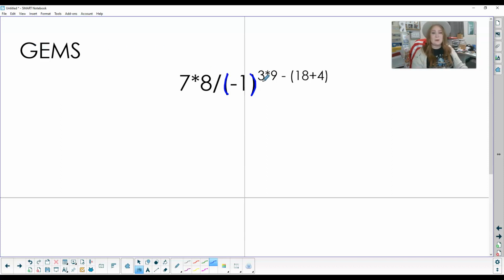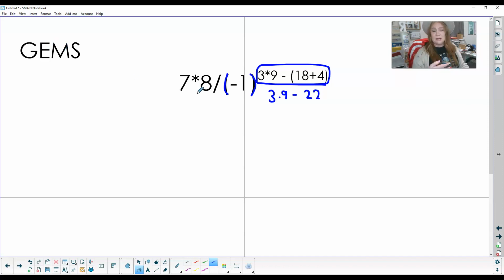So now we're looking for exponents. And yes, we do have this very large exponent here. But now we're just going to break it up and go back and follow our steps. Are there groups in the exponent? Yes, there are. 18 plus 4 is 22. So bringing everything else down, 3 times 9 minus 22. So there's no exponents in the exponents, so that's good.